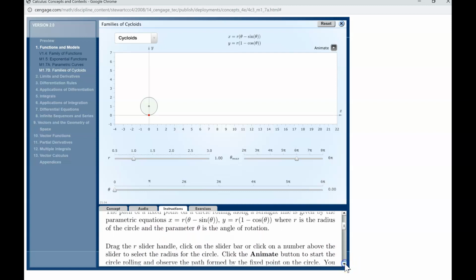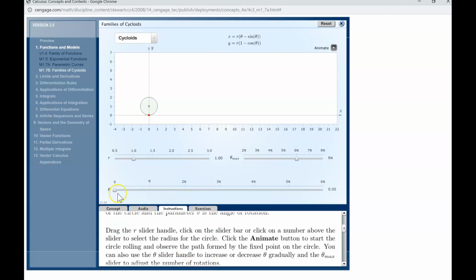And what we're going to do is drag the R slider to change the radius of the circle. And then we'll click the Animate button to start the circle rolling and observe the path formed by the fixed point on the circle. Now, we can also use the theta slider here to show it in a slow process.